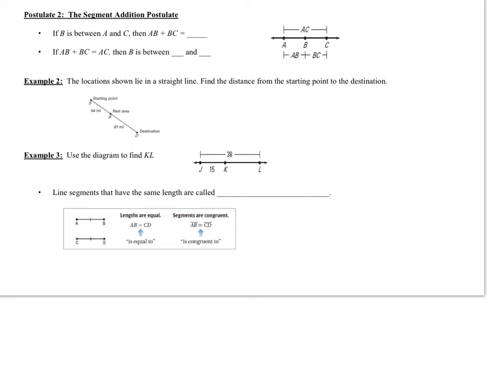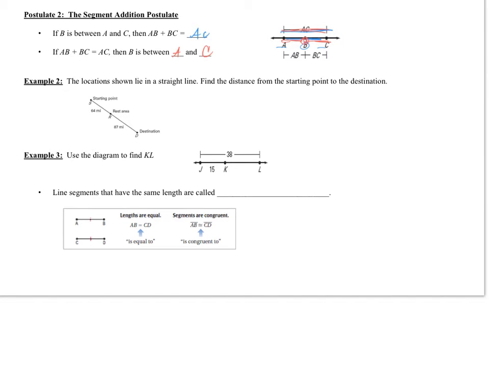Postulate 2, the segment addition postulate. If B is between A and C, then AB plus BC will give you AC. Likewise, if AB plus BC equals AC, then B is between A and C.